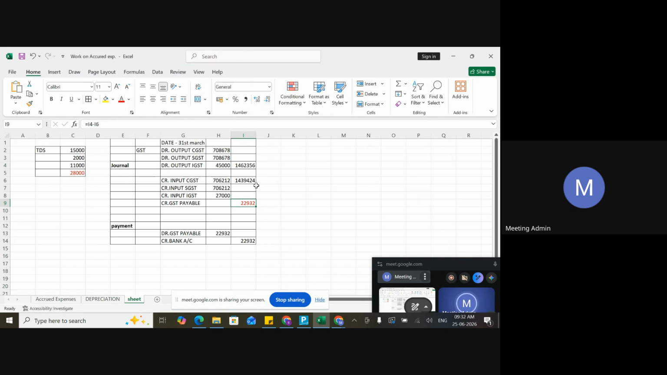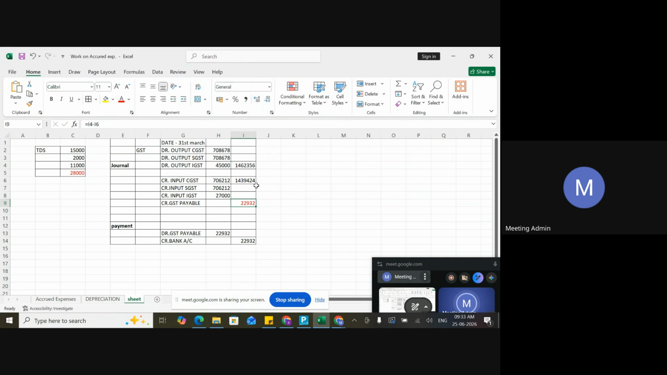See guys, the output should be more, the input should be less. Then only we can pay the government the balance amount. What happens if the input is more and the output is less? Guys, any idea? If the input is more and output is less, then we cannot pay the government because we are bearing the loss. What we purchased has more tax, what we sold has less, which means we are making less sales.